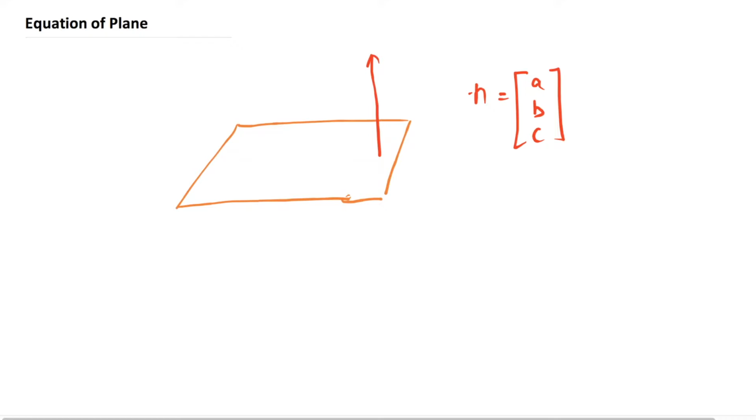And let's say there is a point P naught that lies on the plane. Then any arbitrary point P, which is given by its coordinates (x, y, z), will lie on the plane if the vector from P naught to P is perpendicular to n. So basically it means that the vector P naught P has to be perpendicular to n.